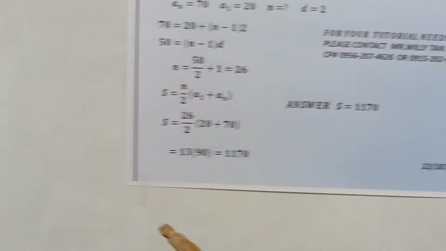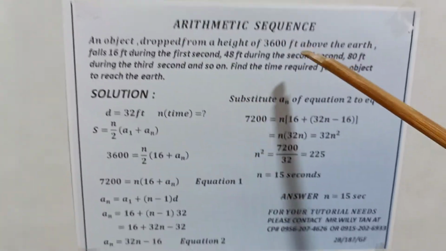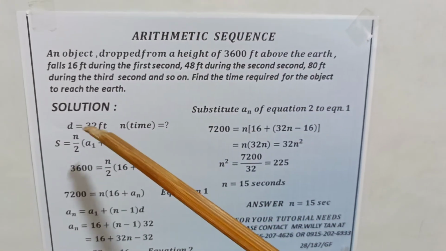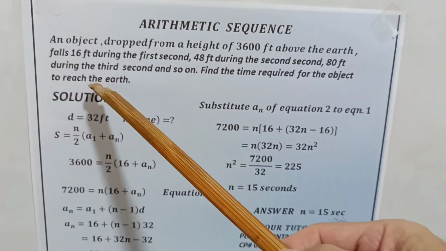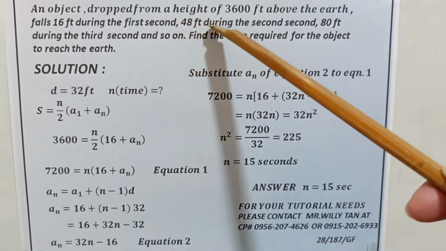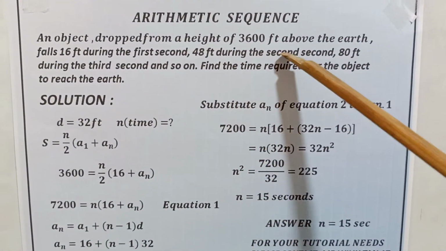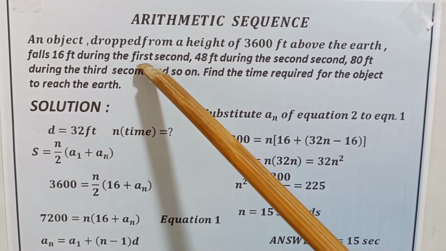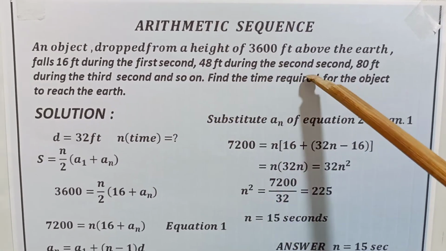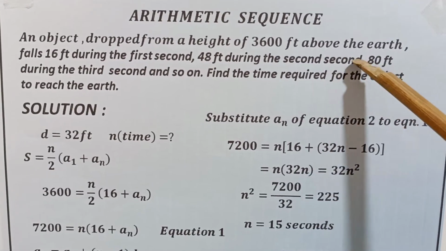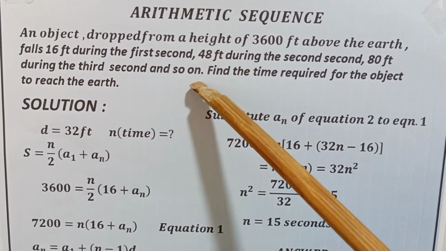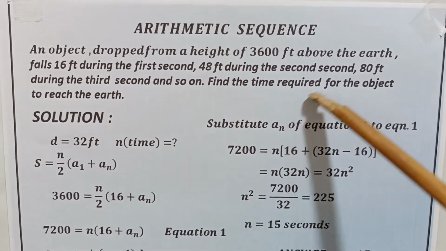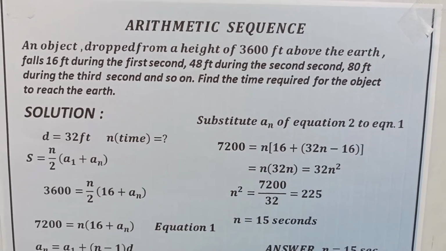Going to the arithmetic sequence, the third problem. An object dropped from a height of 3,600 feet above the earth falls 16 feet during the first second, 48 feet during the second, and 80 feet during the third second, and so on. Find the time required for the object to reach the earth.